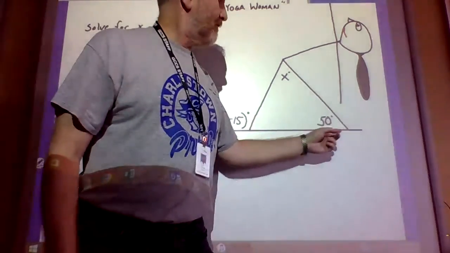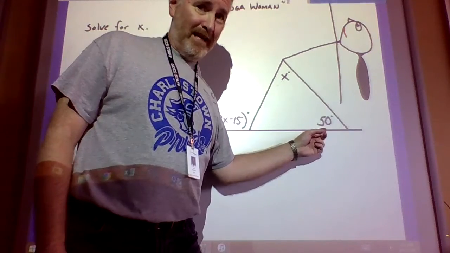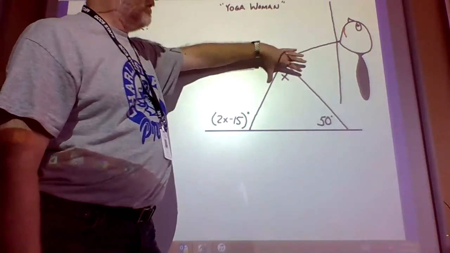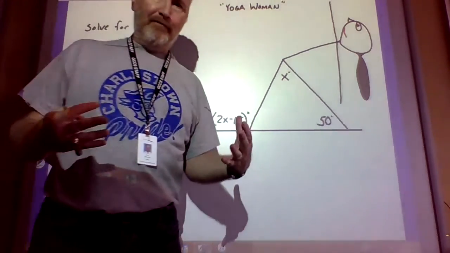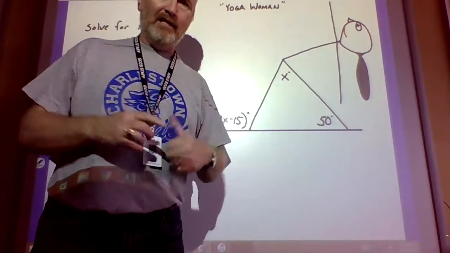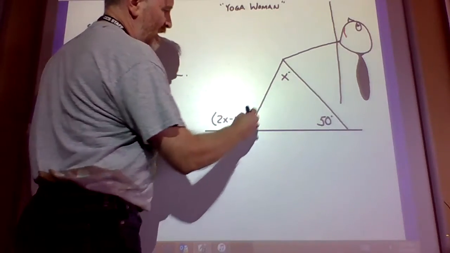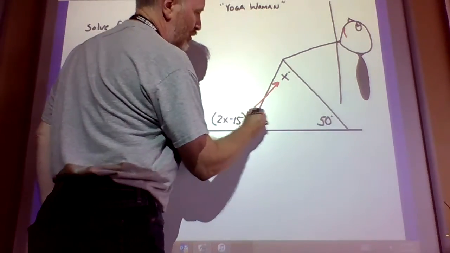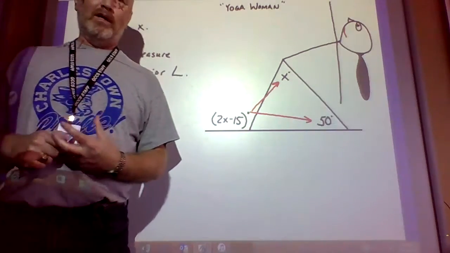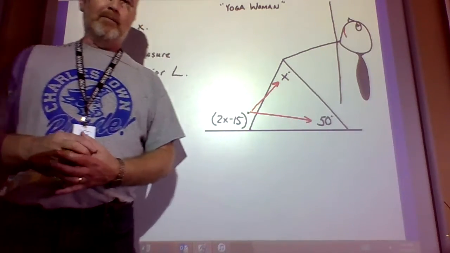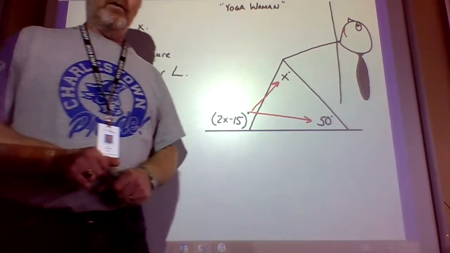Her left leg and the ground make an interior angle of 50. And then where her two legs come together make an angle of x. So that perfectly fits the concept I just presented, in that it's an exterior angle. These are the two remote interior angles. So you should know what to do. I'm going to pretend like you're pausing and you're doing that right now.